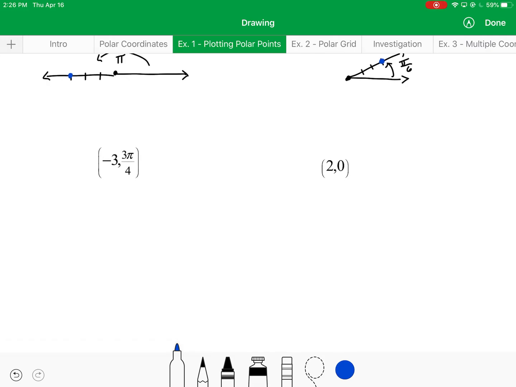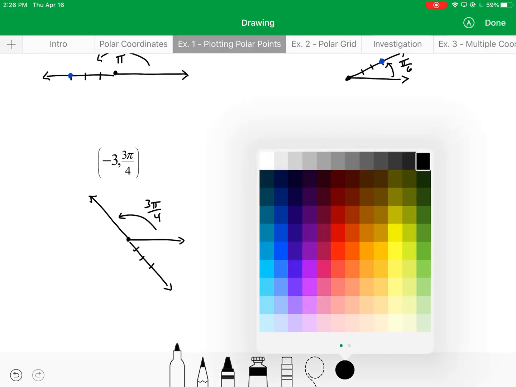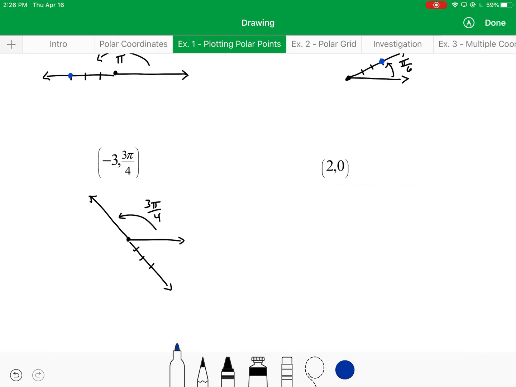All right, next example, (-3, 3 pi over 4). Notice the r value is negative, right? So start with the pole, polar axis. If you sweep out 3 pi over 4, it's going to take you here for your terminal side. It's like 135 degrees. And since r is negative, before I could plot the point, I have to extend that terminal ray in the opposite direction and count 3 units that way. There's my point.